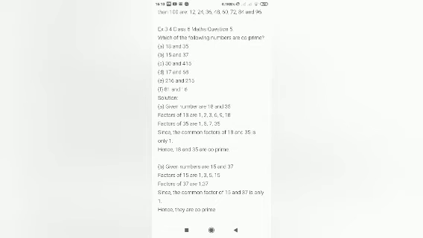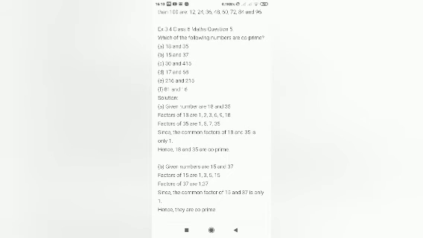First is 18 and 35. So we have to write down factors of 18. They are 1, 2, 3, 6, 9 and 18. 35 के क्या factors हैं? 1, 5, 7 and 35. दोनों में common क्या है? Only 1. So hence 18 and 35 they are co-prime numbers.